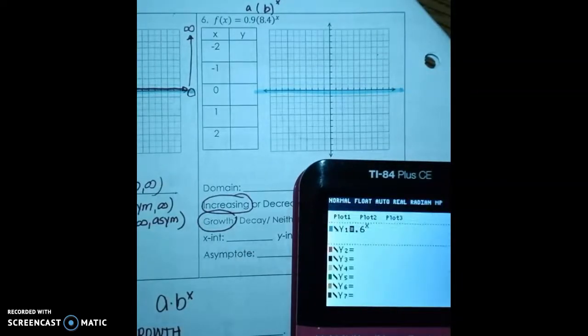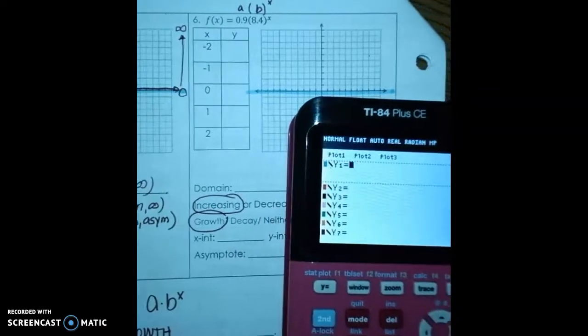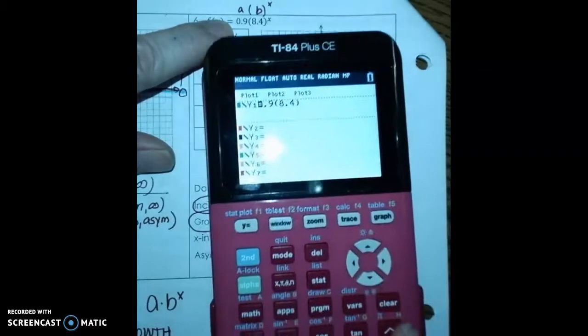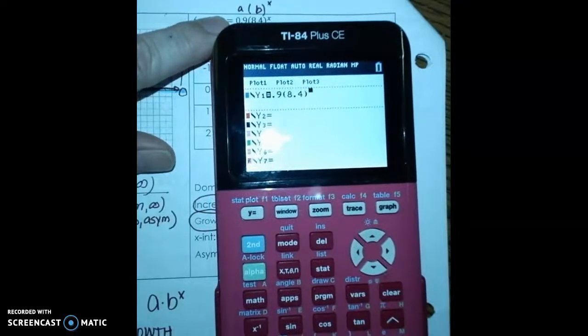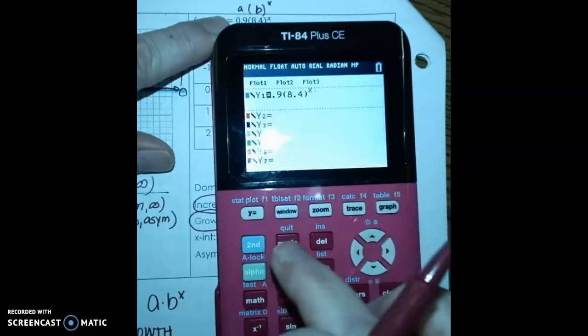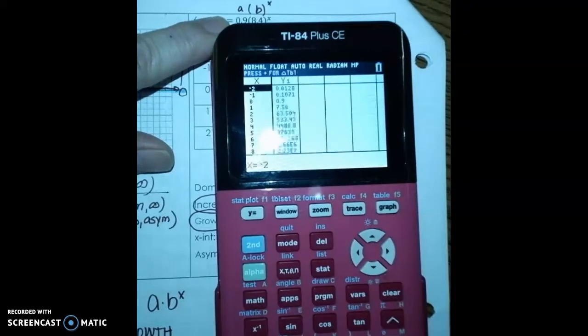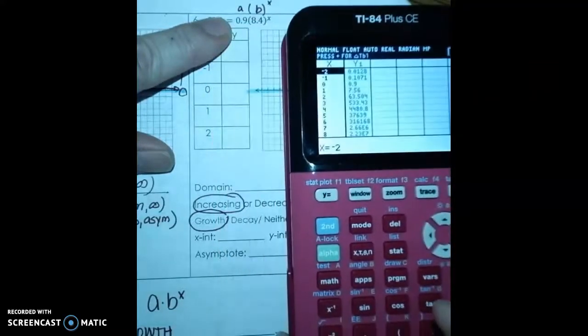I'm going to clear out the old equation, and I'm going to start the same way. I'm in y equals, and I'm going to put exactly what I see. I see 0.9 parenthesis 8.4 close the parenthesis, and then remember you got to use your little up arrow to get into the exponent, and the x is right next to the alpha button. I could look at the graph, but really what I'm interested in right now is the table. Table's written in blue, so hit the blue button, then that to get to the table of values.